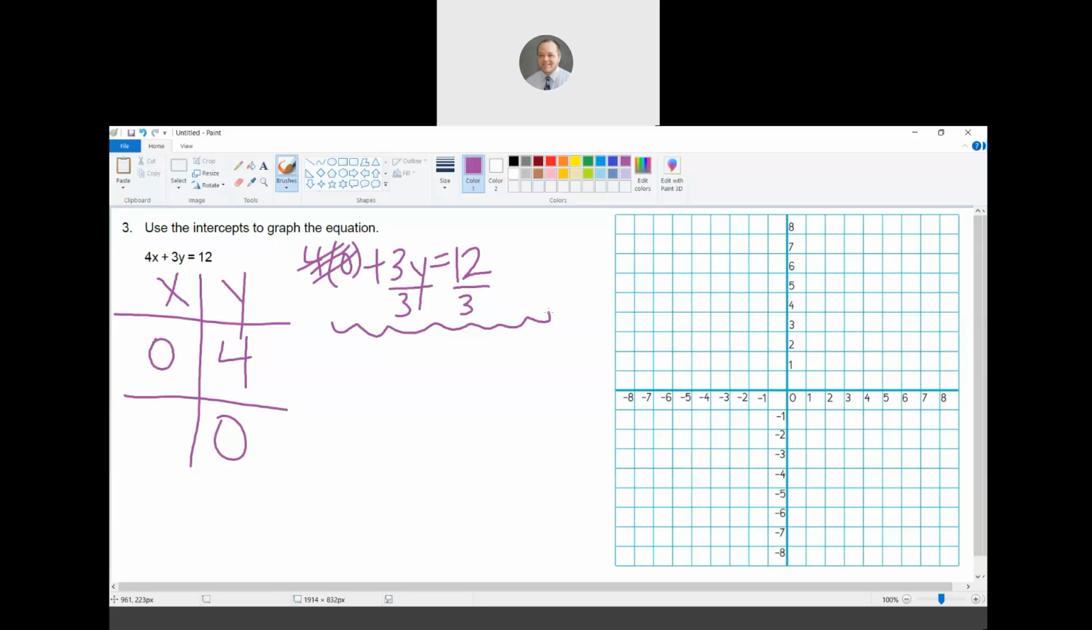To find our second ordered pair, let y equal 0 now. In place of y in our original equation, we'll plug in 0. The middle part disappears, and we're left with 4x equal to 12. And let's divide both sides by 4. Therefore, when y is equal to 0, x is equal to 3.